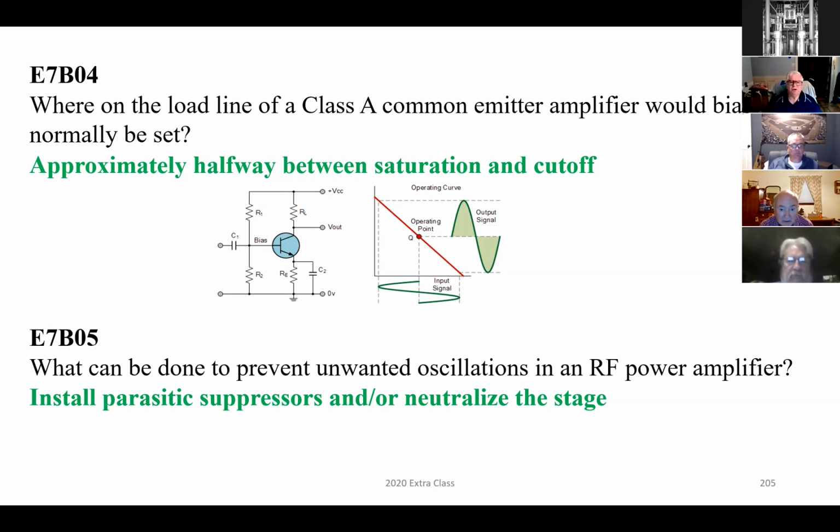Okay, what can be done to prevent unwanted oscillations in an RF amplifier? The answer would be install parasitic suppressors and/or neutralize the stage.